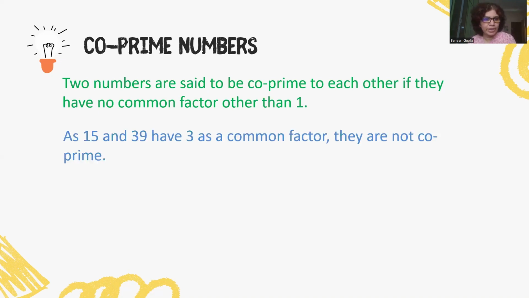So let us see a few examples. As 15 and 39, both of them have common factor as 3. So they are not co-prime. What about 4 and 9? 4 and 9, they are not primes, but they do not have any common factor other than 1, so they are said to be co-prime numbers.